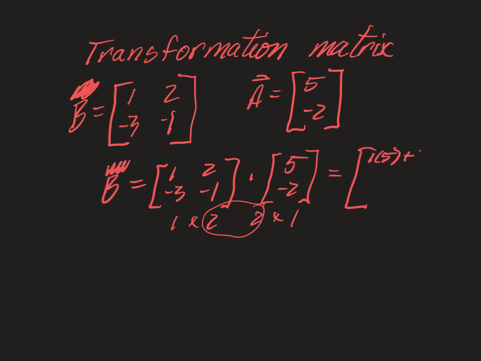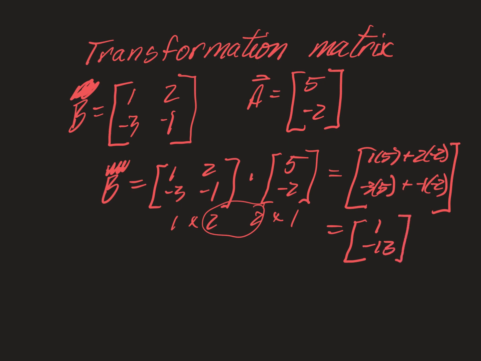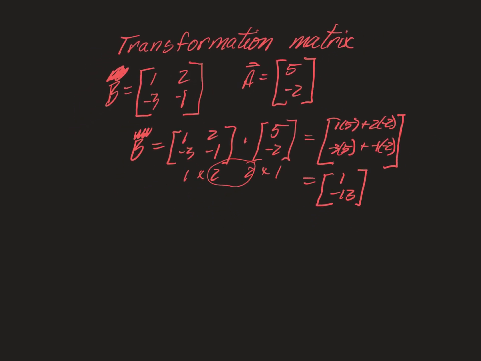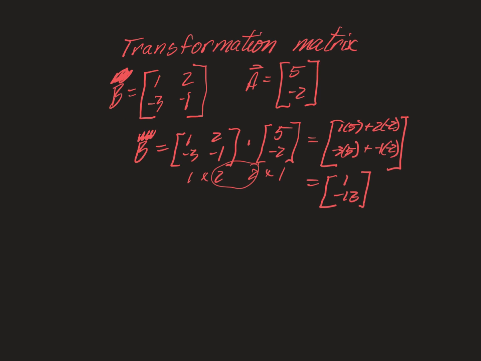When you do that, you're going to get 1 times 5 plus 2 times -2, and -3 times 5 plus -1 times -2. Okay, so you multiply component-wise and then you add them, and you will end up with the vector 5 minus 4, 1, and -15 plus 2, -13.